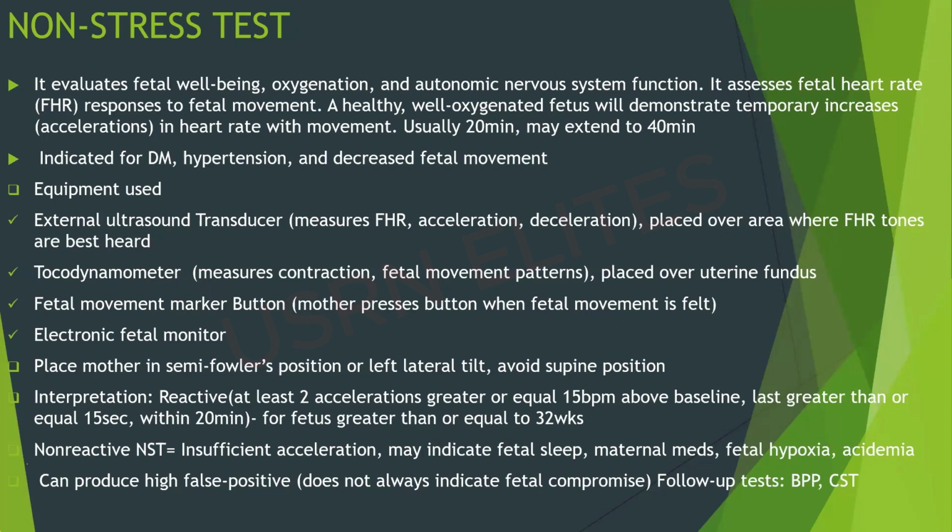15 beats above the baseline. So it should go up. Let's say the heart rate is 130, it should go up to maybe 145, and then stay there for at least 15 seconds. And then it comes back to normal, 130 as the baseline, and hovers around that. So 2 accelerations within 20 minutes, 15 beats per minute above the baseline for 15 seconds. That's what we call reactive.